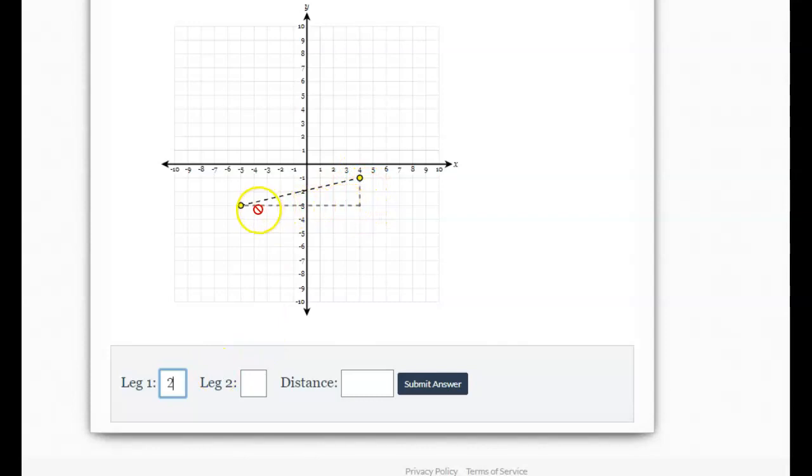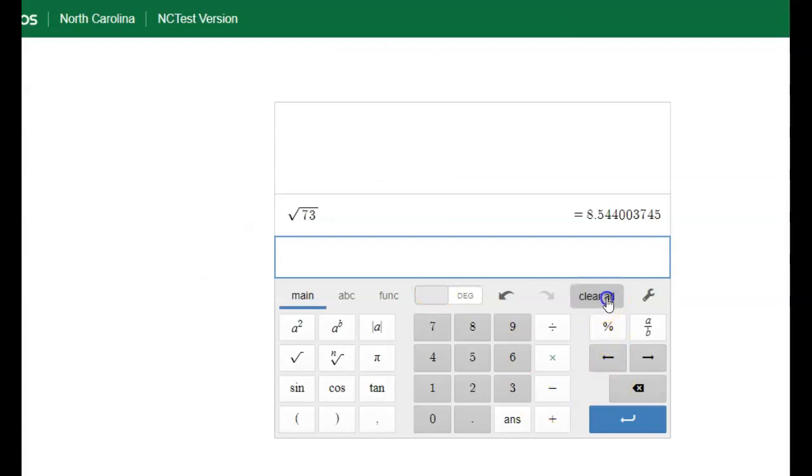This other one looks like it's 9 because it's going from -5 on the x-axis up to 4 for a total distance of 9. But I'm going to double check. 2, 3, 4, 5, 6, 7, 8, 9. I like to always double check. Okay, so now I need the distance of this hypotenuse. So I know I have the 2 legs. I know that's the hypotenuse. So I need 2 squared plus 9 squared. So that's 81 plus 4, which is 85.